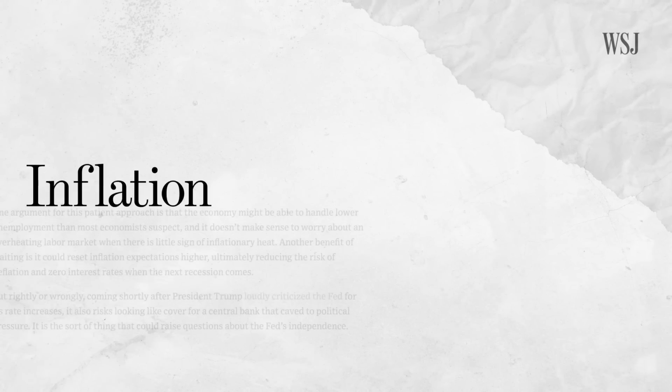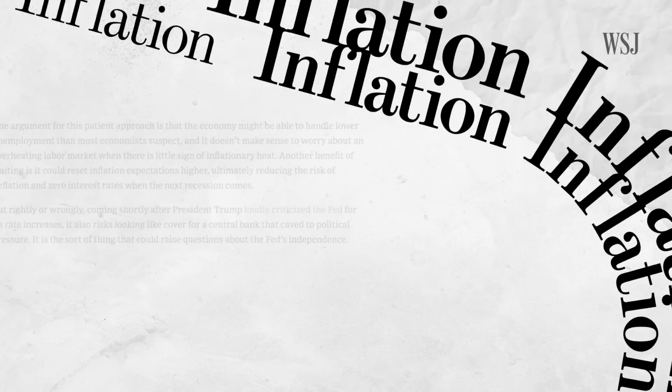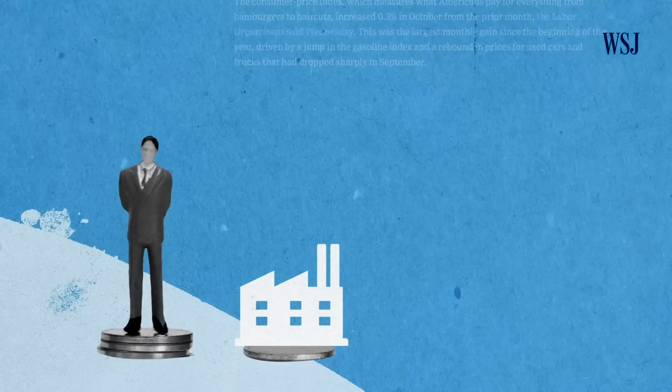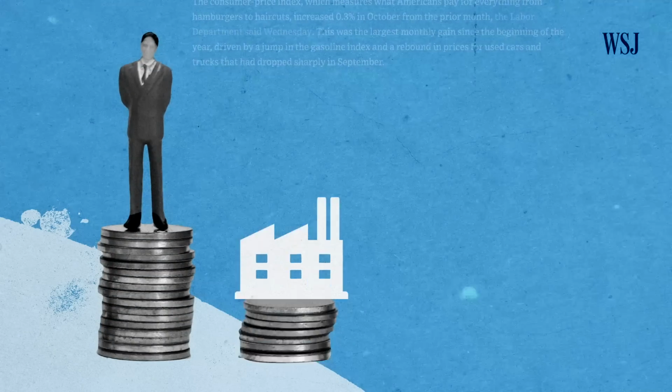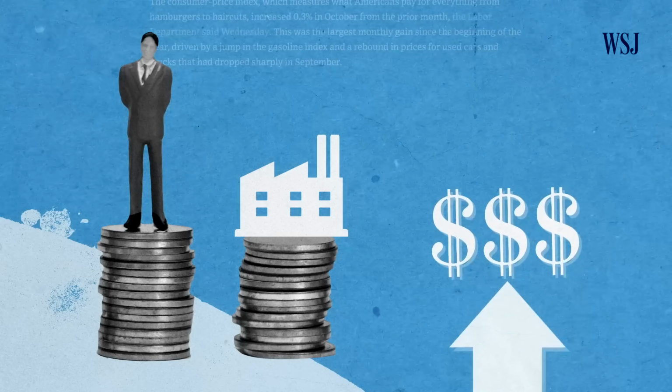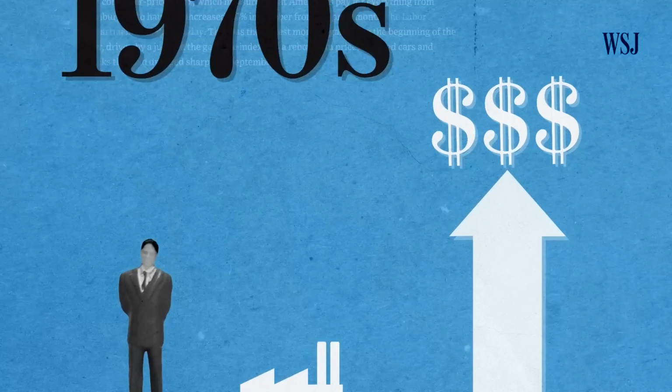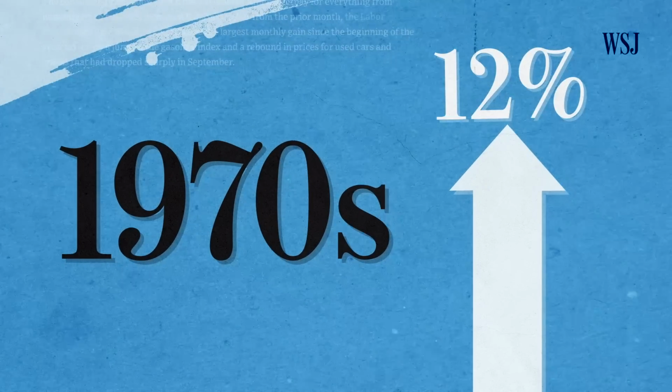Economists warn that an increase in inflation can lead people to expect even more, leading to a spiral. They worry this could lead to a period in which wages rise sharply, pushing up business costs and forcing further price increases. This is what happened in the 1970s, when inflation rose as high as 12%.